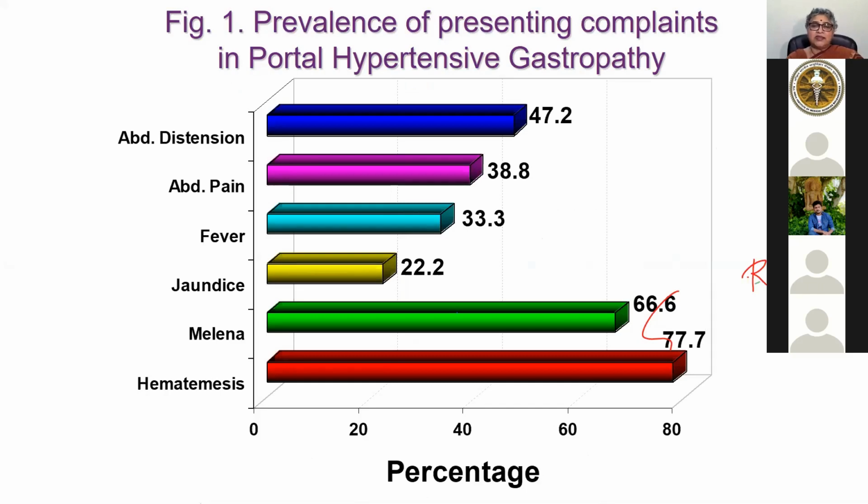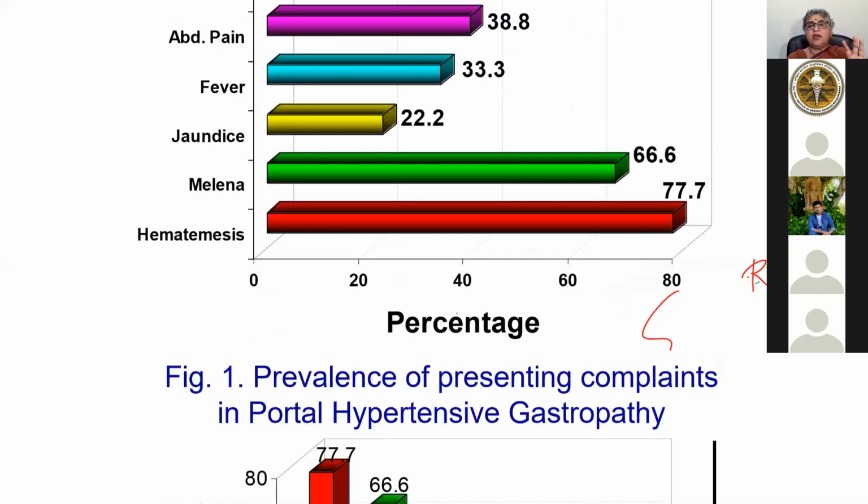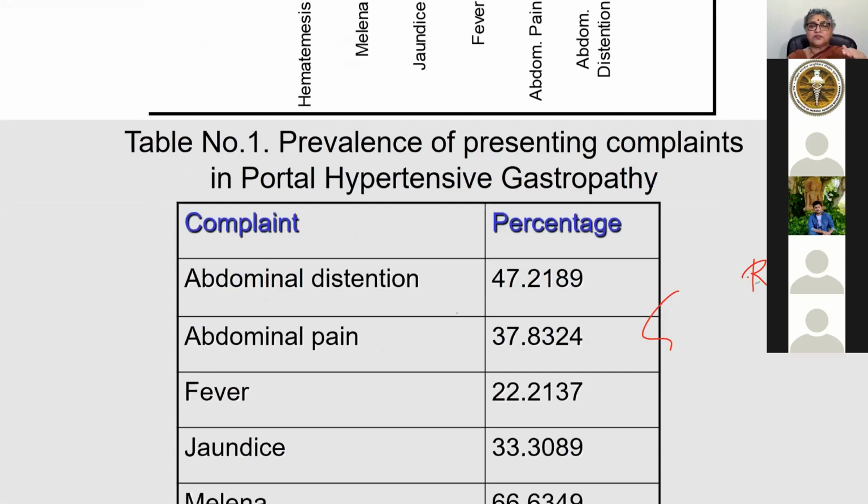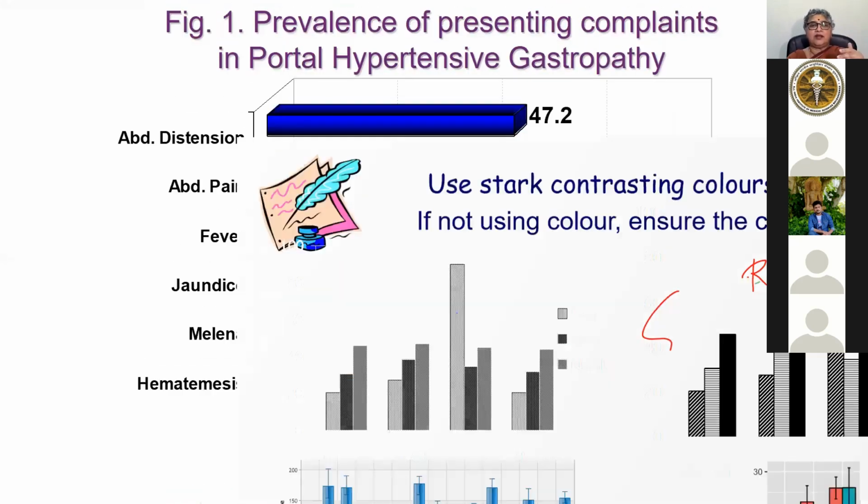Again, they have chosen 3D bars, which is not very good. A simple 2D bar will be good enough. So you should be able to choose which is better.